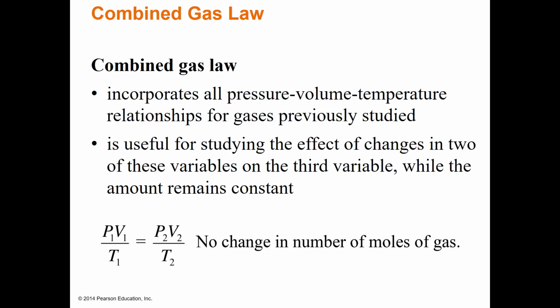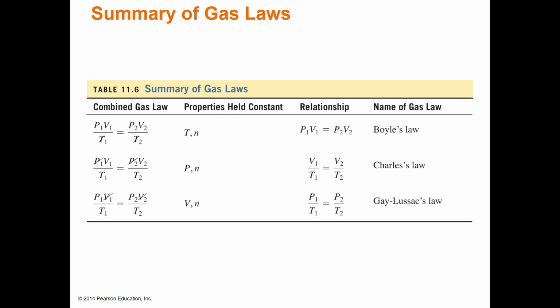All right, so the properties held constant in this law here would be the first one, temperature and number of moles. And the relationship would be pressure 1 times volume 1 equals P2 times V2, which is Boyle's law. And then volume 1 over temperature 1, keeping pressure constant and number of moles constant, you end up with Charles's law. And then keeping volume and number of moles constant, you end up with Gay-Lussac's law.